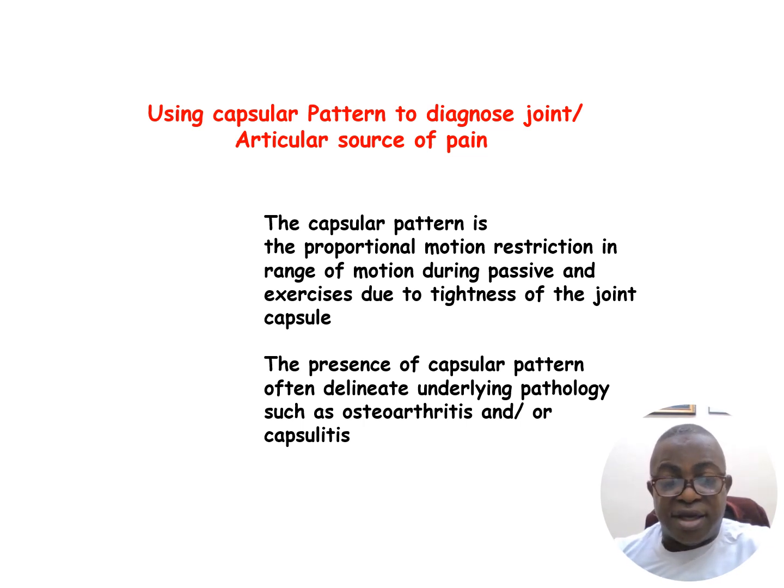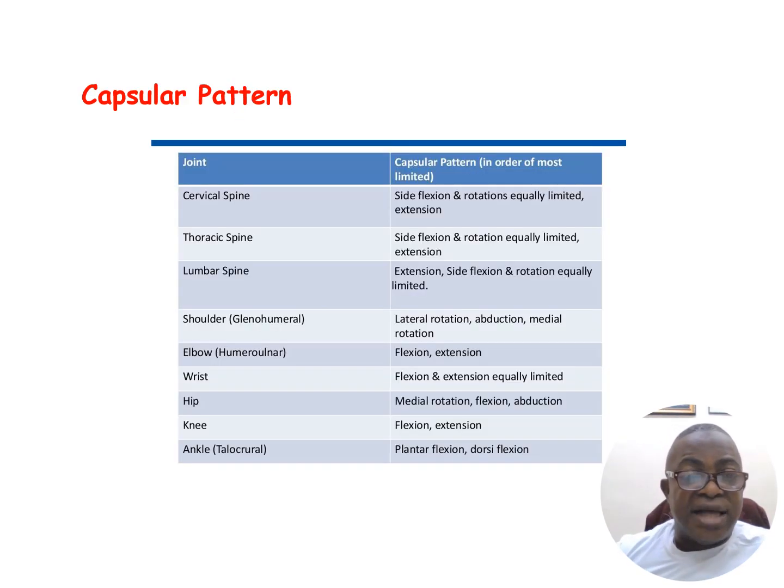I hope that is very clear. And this table here is just illustrating different forms of movement that could make you conclude about capsular pattern happening in different parts of the body. For example, in the cervical spine, if there is capsular pattern, the joint capsule is involved, the moment you ask the patient to do the normal physiological movement in the cervical spine, which are what? Which are flexion, extension, side flexion, and rotation.